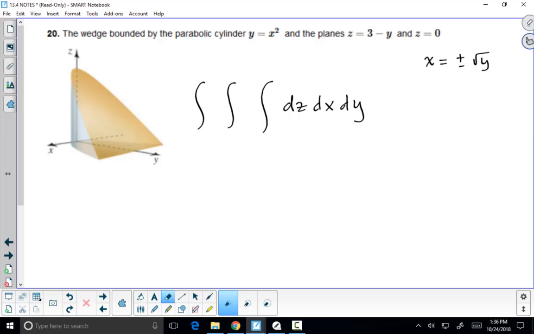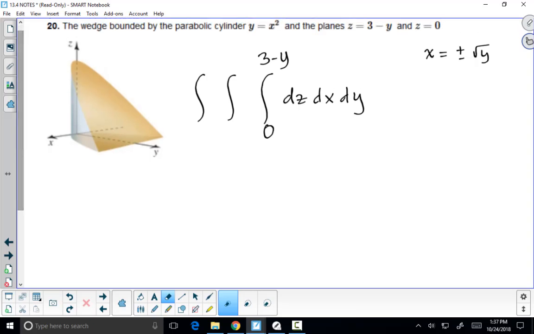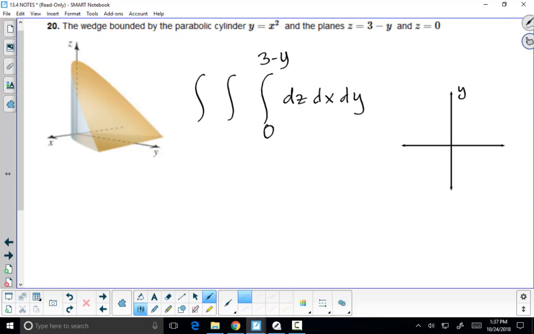So what about the z? Z goes from 0 to 3 minus y. So that's the lower surface and the upper surface. And then to get the limits of integration, we have to look at the region in the xy plane. So how do we find the region in the xy plane?